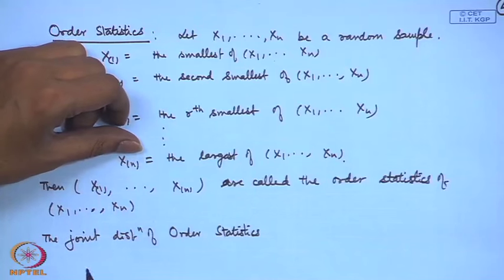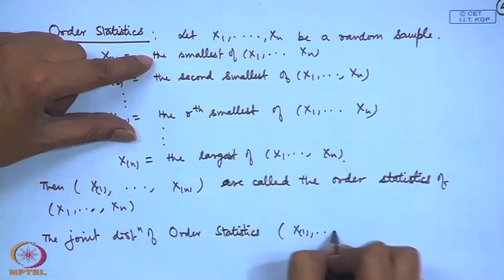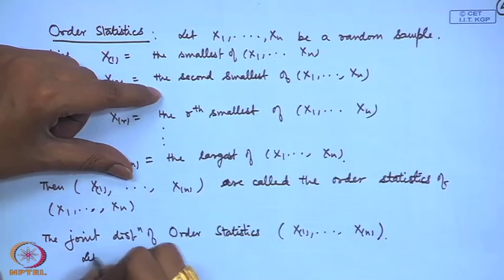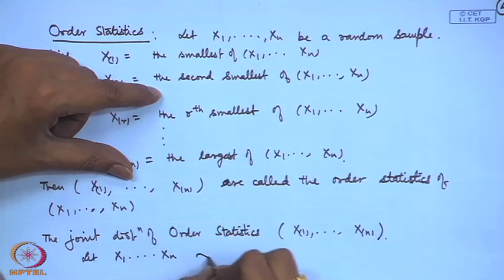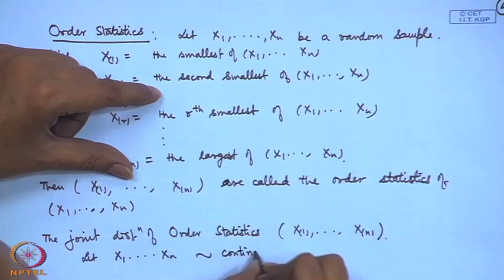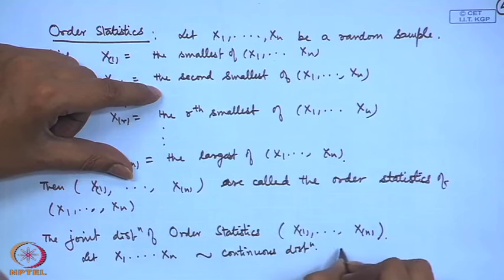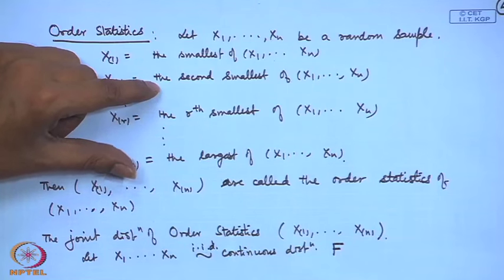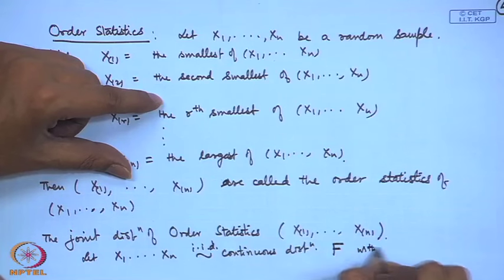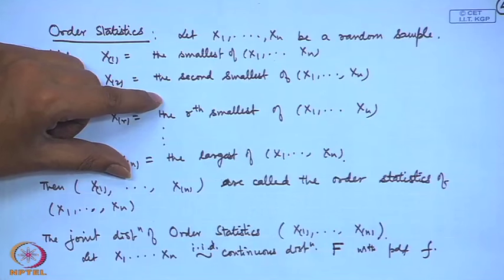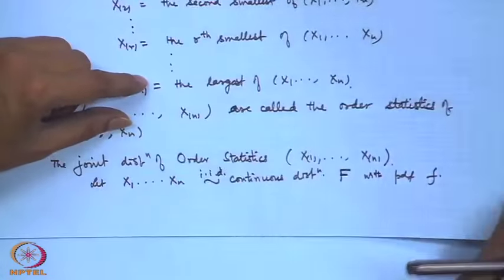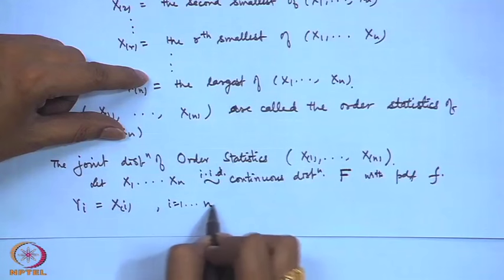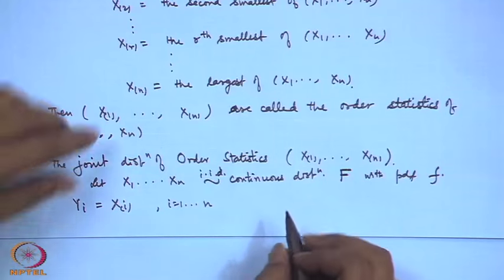So, the joint distribution of order statistics: let us consider x1, x2, ..., xn. We use the notation, say, let x1, x2, ..., xn be a random sample from a continuous distribution. So, this is a random sample, that means I am at this stage assuming them to be independent and identically distributed, and the PDF, let us assume, is small f. And we use this notation for brevity. We want the joint distribution of y1, y2, ..., yn.